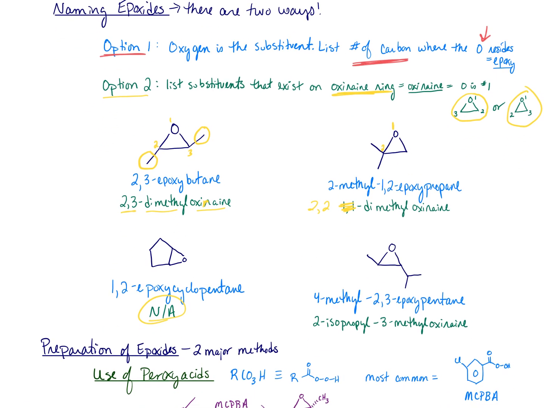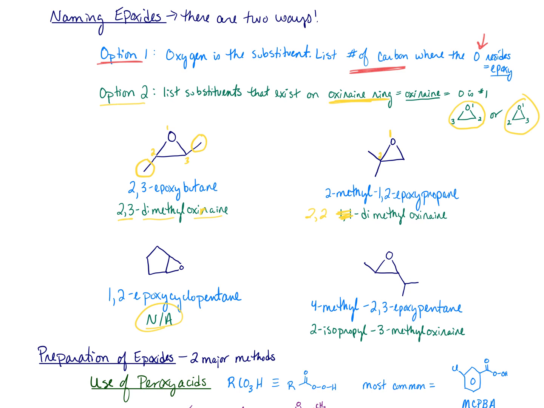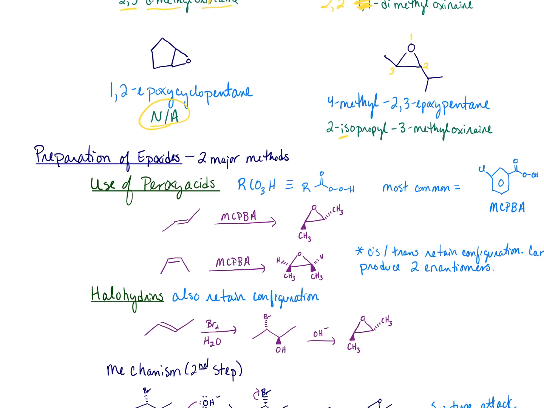Okay, and then last but not least here, we've got 1, 2 goes over here. Why? Because it's longer. And 3 goes over here. Actually, I don't think it's because it's longer. It's because it starts with an I, and I comes first in the alphabet. So this becomes 2-isopropyl 3-methyl oxirane. Personally, I prefer option 1 with naming these. I like to name them as epoxides, but I'll take either one.